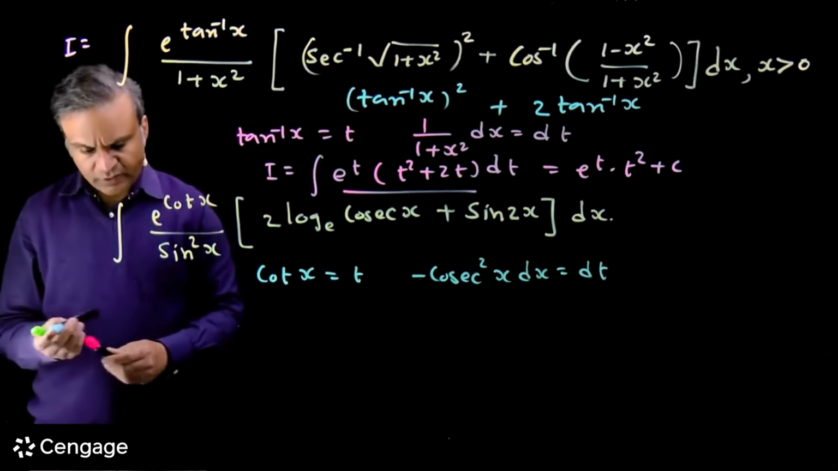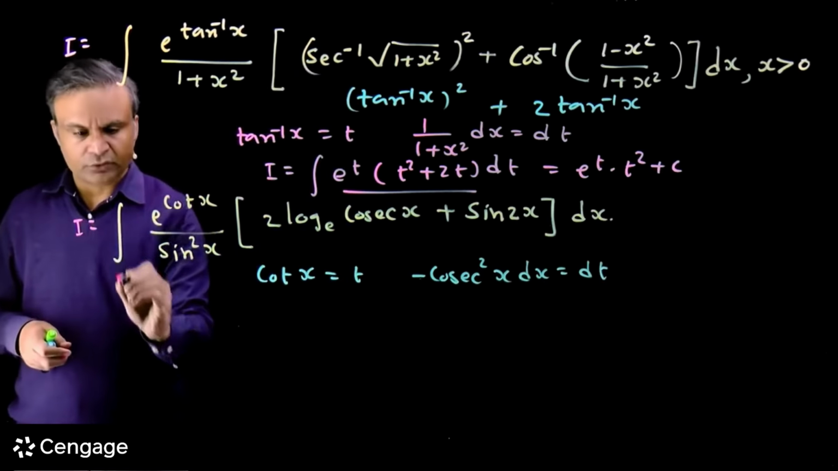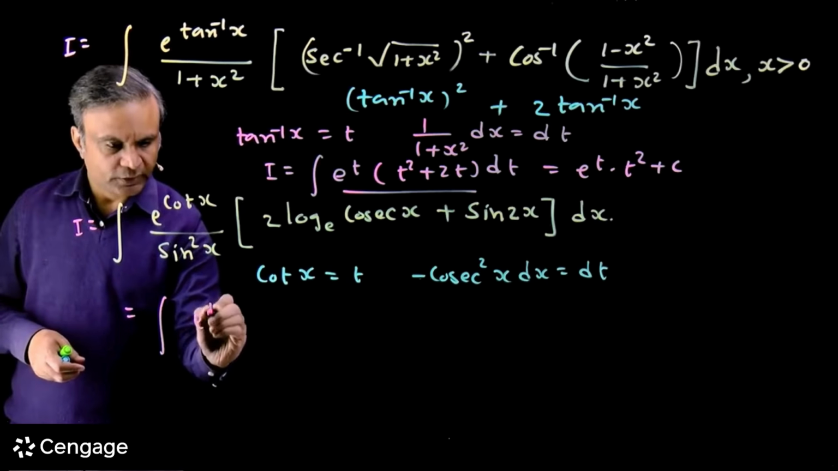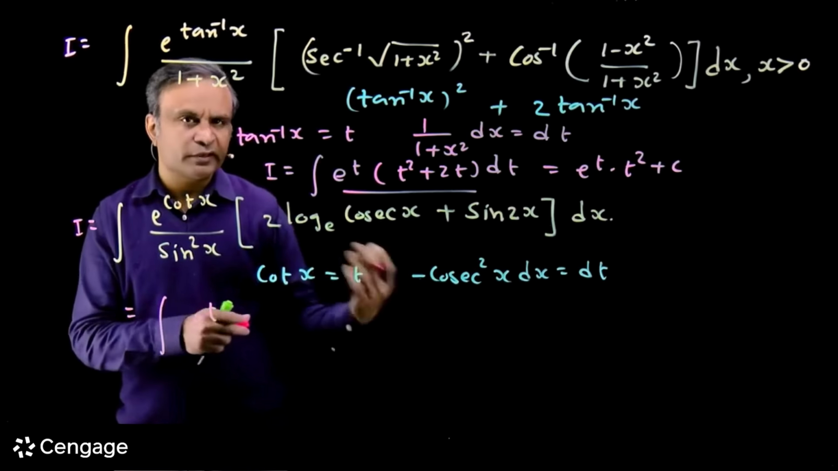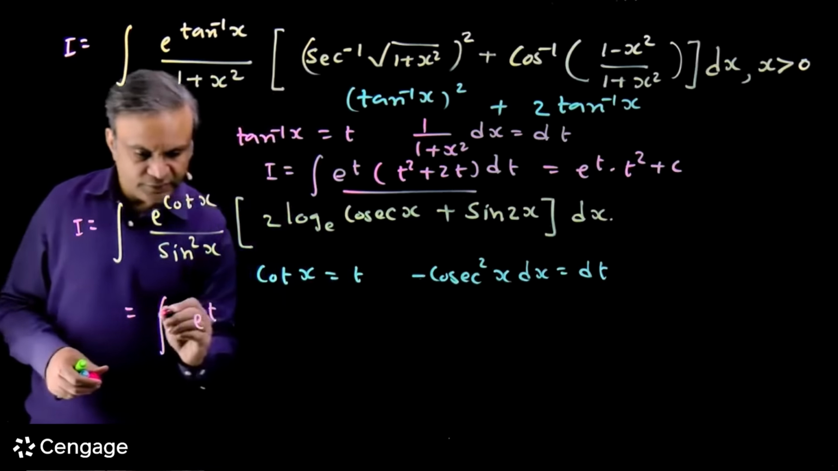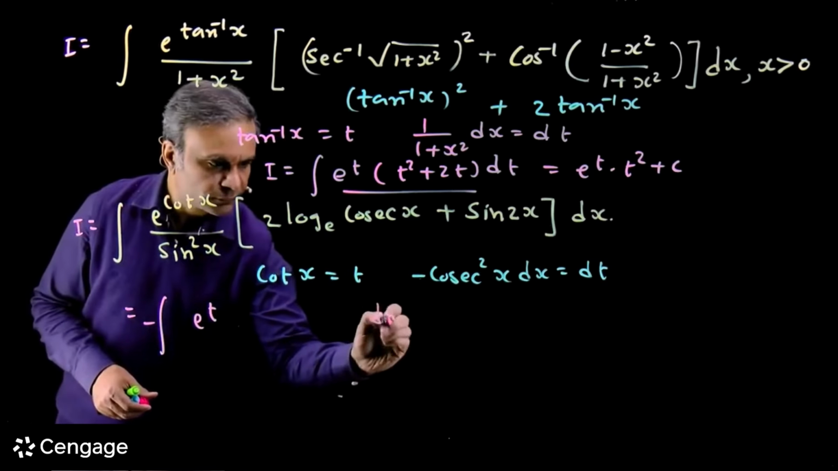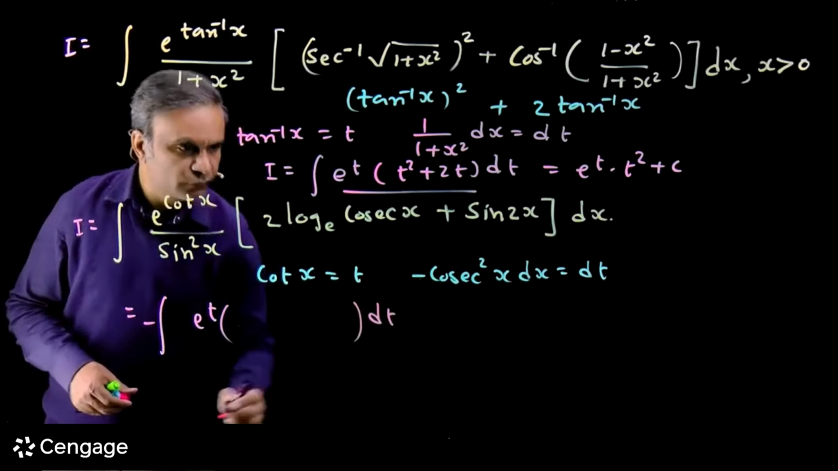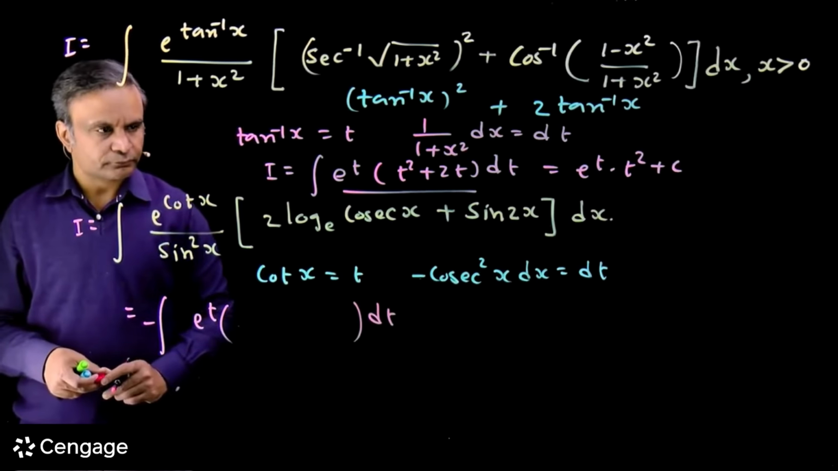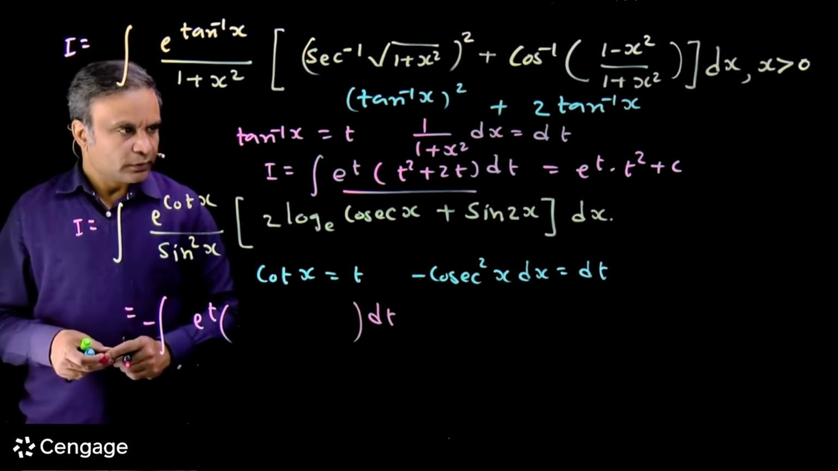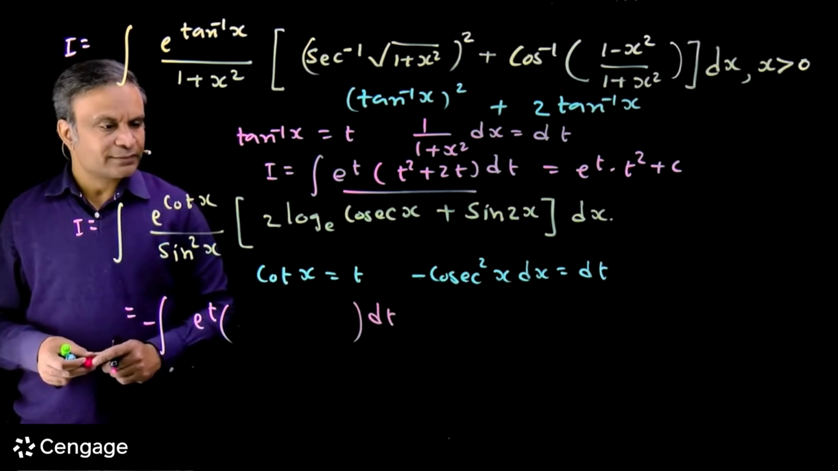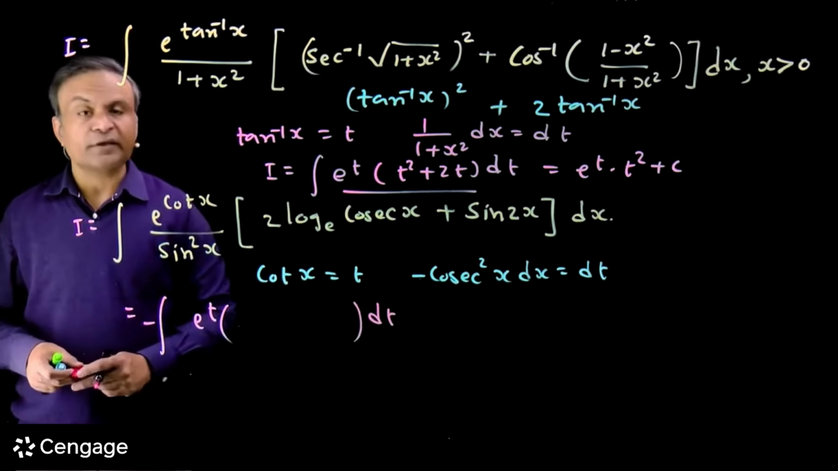Okay, so we have I is equal to e power t, and dx upon sin square x, meaning cosec square x dx, is minus dt. Okay, and inside bracket we have, okay, now how can we write sin 2x in the form of function cot x?